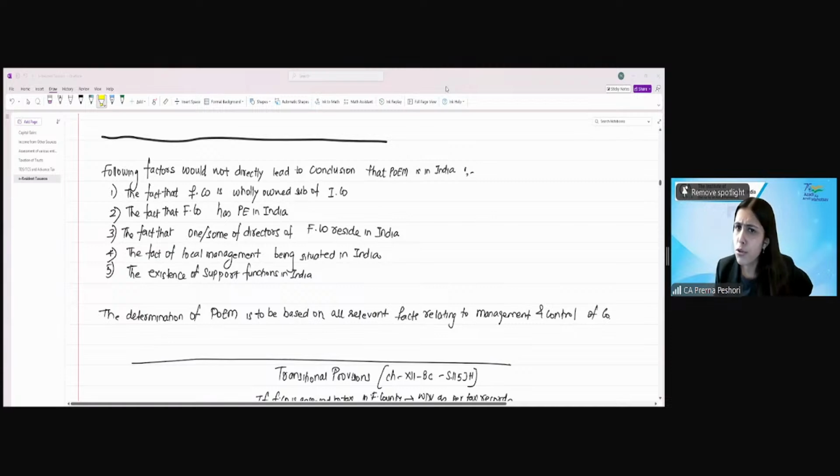Who is going to audit your books of account? Is it a key management and commercial decision? No. They may have some local management in India who may be taking some routine day-to-day decisions. They may have some powers with respect to hiring some employees in India, hiring some consultancy firms in India. That's fine.